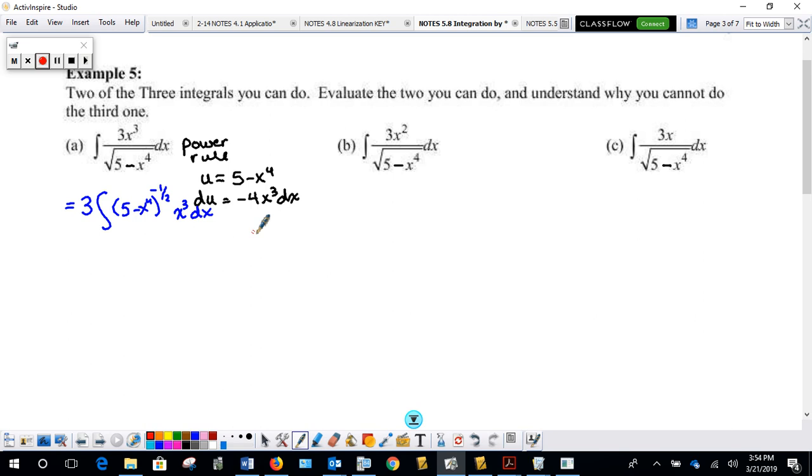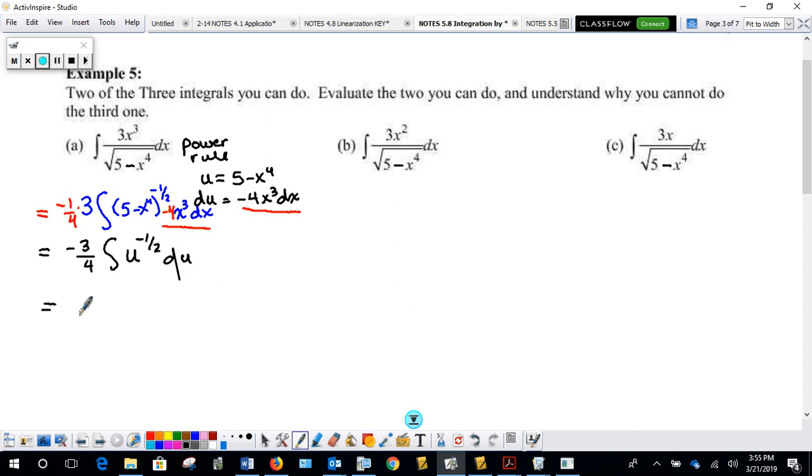I compare this to this and see if I need a corrector. I need a negative 4, so we will add that in. And then out here, we will divide by or multiply by negative 1/4 to get our corrector in. So what we are going to take our antiderivative of is negative 3/4 antiderivative u to the negative 1/2 du.